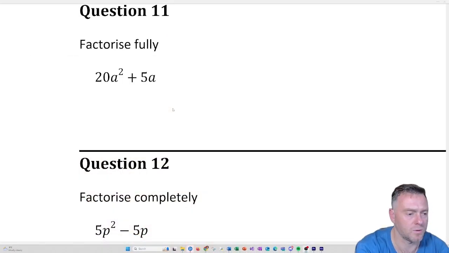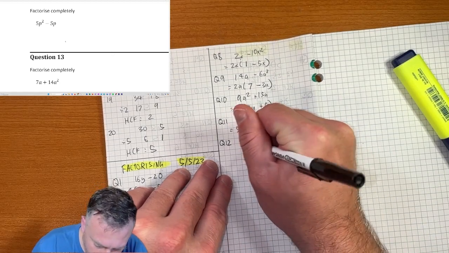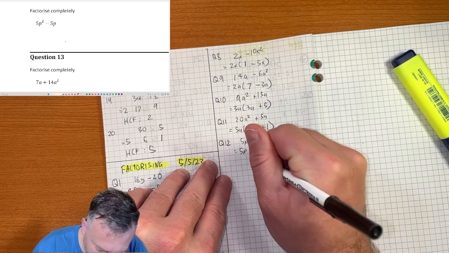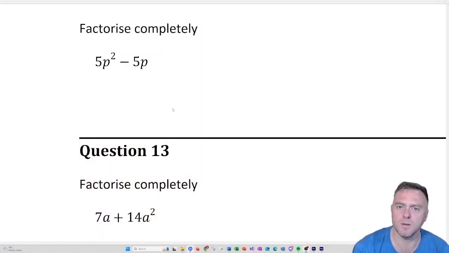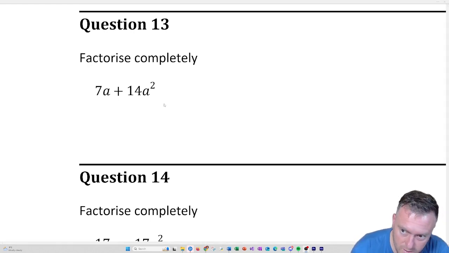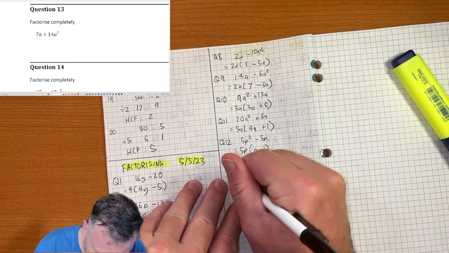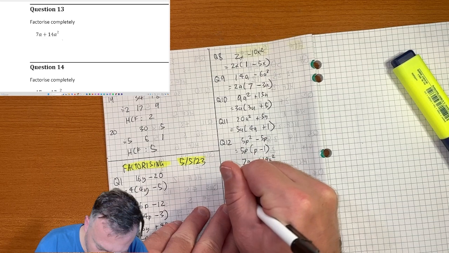Question 12. 5p squared minus 5p. So we've got 5p squared minus 5p. So you can take the 5p out the front. Bracket p minus 1. Question 13. 7a plus 14a squared. So we can take the 7a out the front. Bracket 1 plus 2a. Question 14.